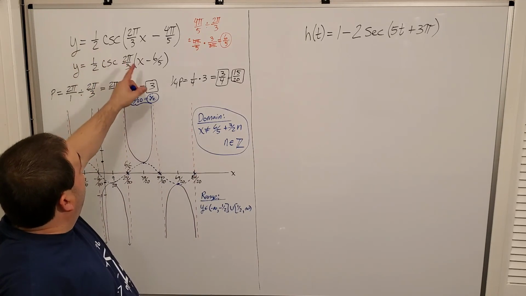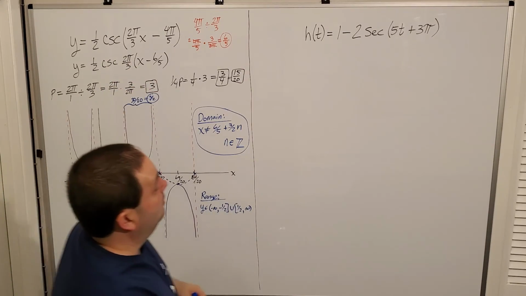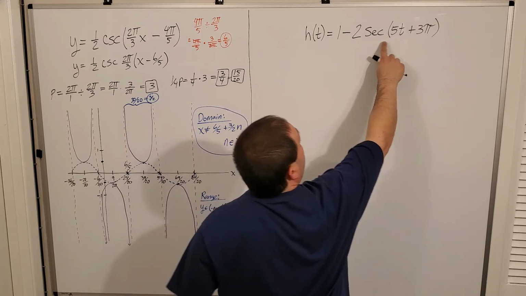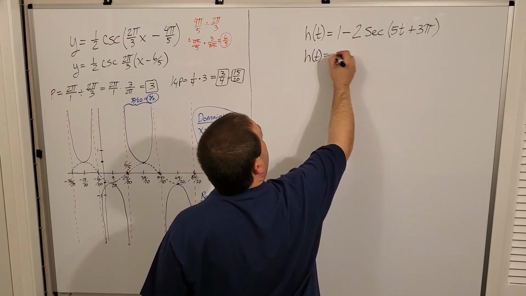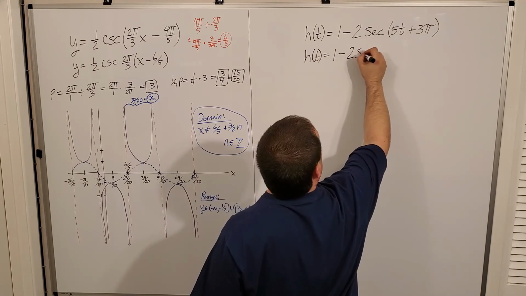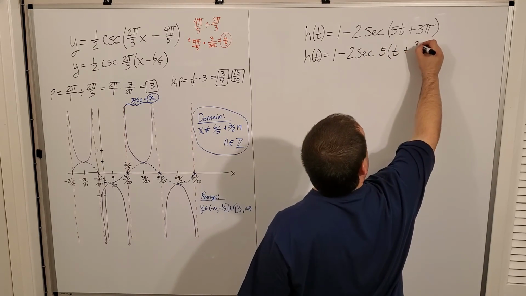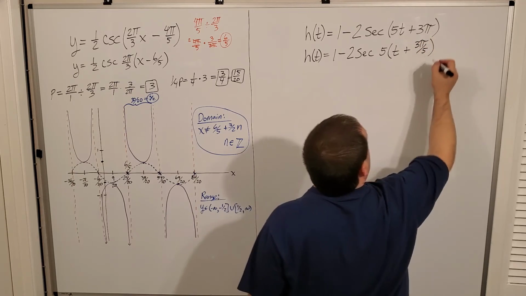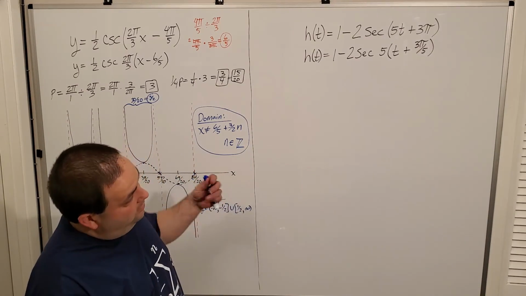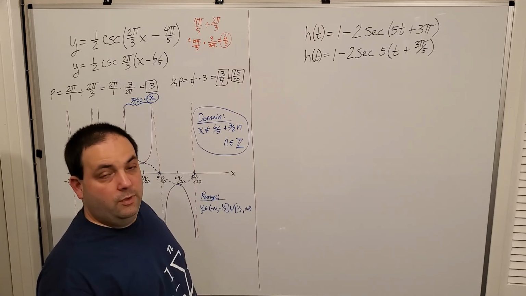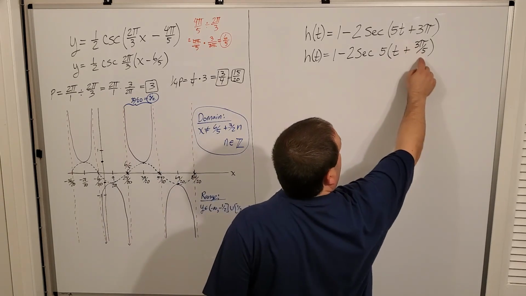All right, so just like before, remember we want to adjust the frequency number so that I can get the correct horizontal shift here. H of t is equal to 1 minus 2 secant of 5 times t plus 3 pi over 5. I just divided by 5, and in this case, nothing was simplifiable, so I just left it as 3 pi divided by 5, or 3 pi over 5. So then my shift is actually 3 pi over 5 to the left.